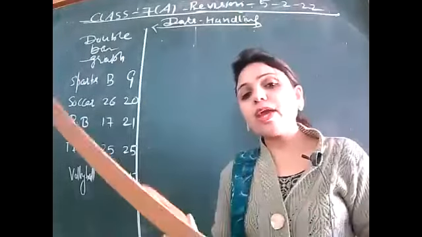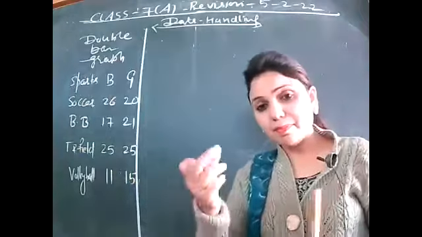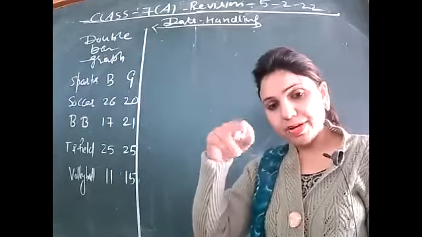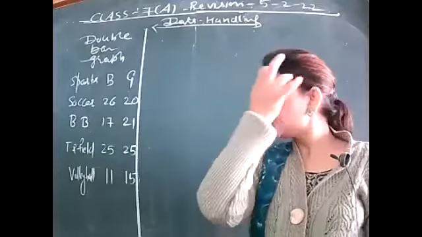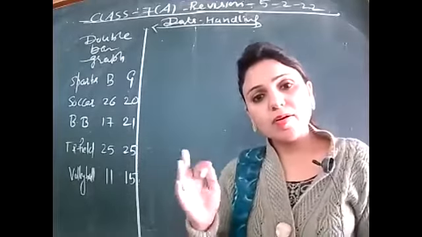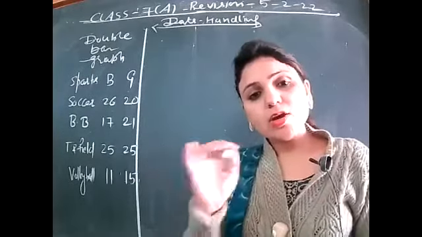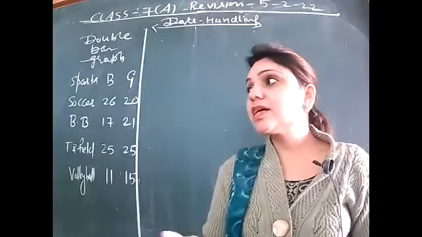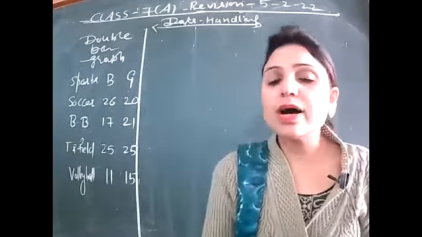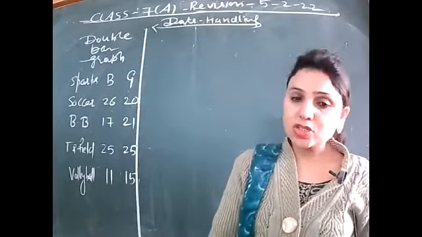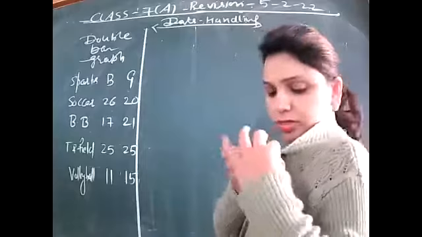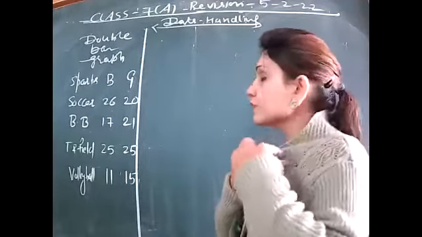Students like to make the double bar graph using double bars. I actually taught you earlier by dividing the single bar into two parts, but the students like to do it with two bars. At this time, you have to leave the distance of two bars. If you're using two bars, then you have to leave the distance of two bars accordingly, right? So let us start drawing this double bar graph.